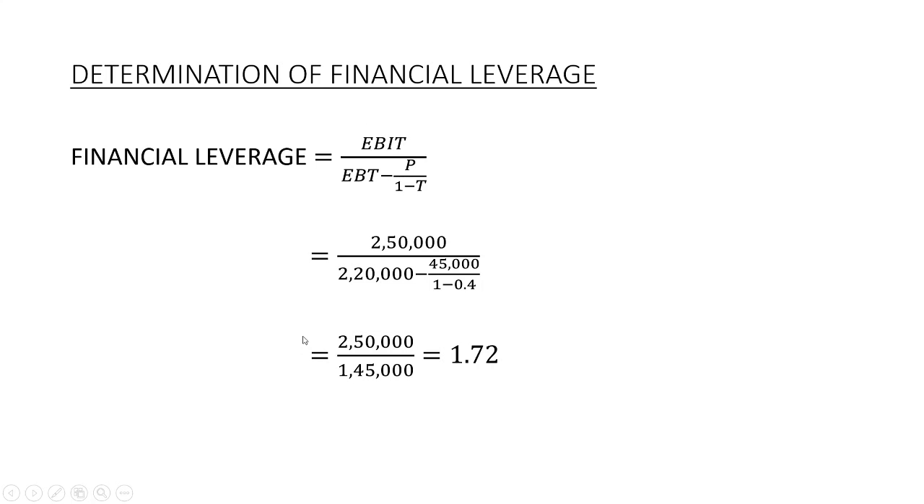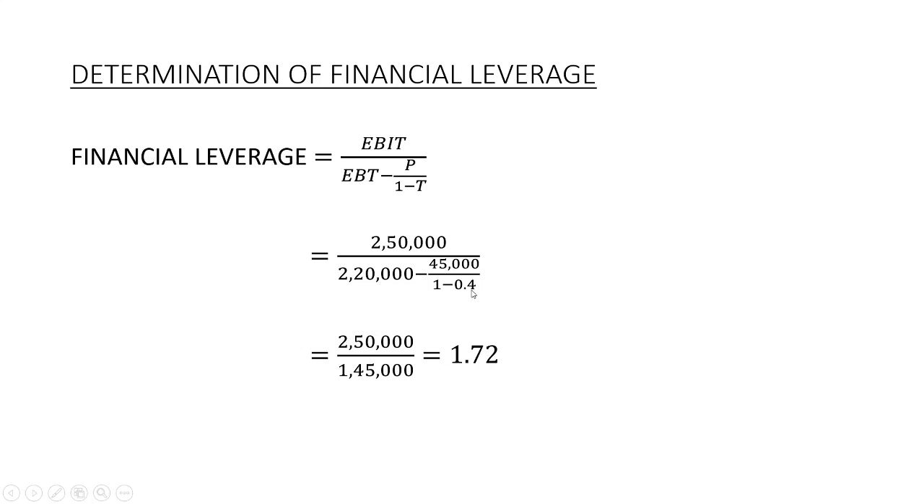In case of plan 4, the preference share capital is involved. The formula changes. EBIT, earnings before interest and taxes, divided by earnings before tax minus preference dividend divided by 1 minus tax rate. I repeat, earnings before interest and taxes divided by earnings before tax minus preference dividend divided by 1 minus tax rate. So EBIT is 2,50,000 divided by EBT 2,20,000 minus preference dividend 45,000 divided by 1 minus 0.4. So how to find out this?